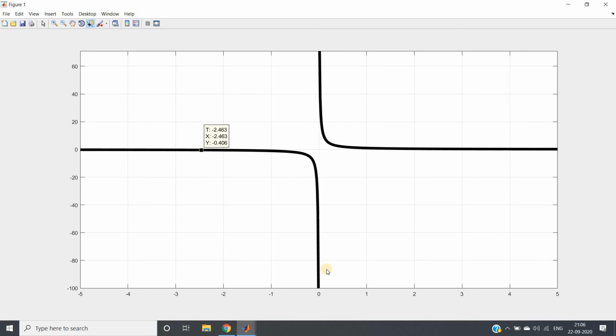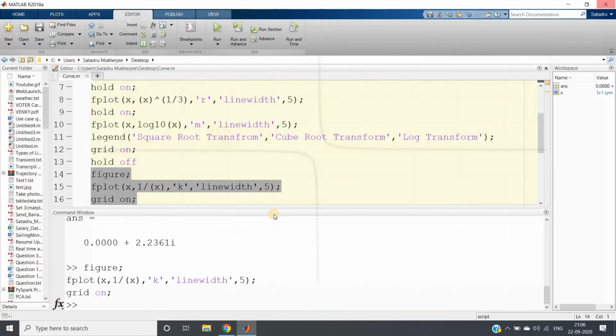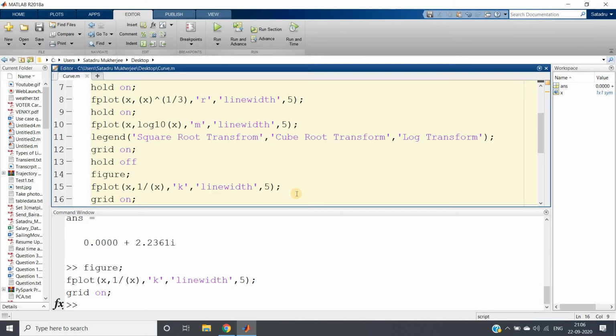And what is the disadvantage of the reciprocal transformation? Yes, we are applying 1 by x. Suppose the x value is 0. 1 by 0 is infinite. You can see that there is no value at x equal to 0. So reciprocal transformation is not going to work for a 0 value if 0 is present in our dataset.